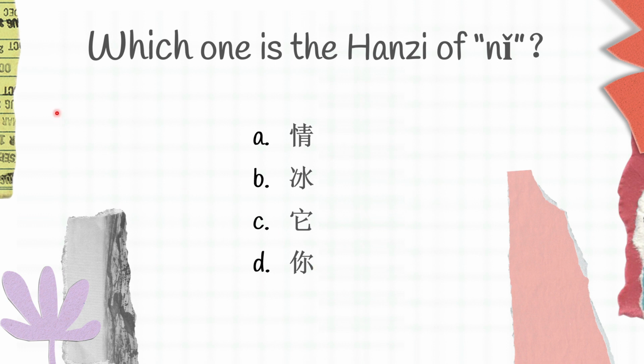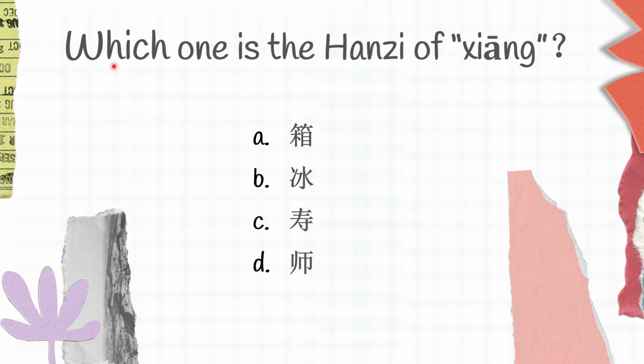The next question, which one is the hanzi of ni? Is it A, B, C, or D? A, 秦, B, 冰, C, 他, D, 你, and 你 here is D.